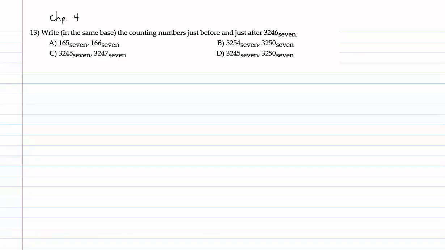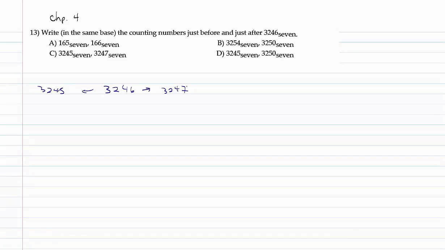Number 13. Write the counting numbers just before and just after 3246 in base 7. So think about what we would do if we were looking at this number in base 10. We'd say, well, I've got 3246. The number right beforehand would be 3245, and the number right afterwards would be 3247. And so, this is in base 10.